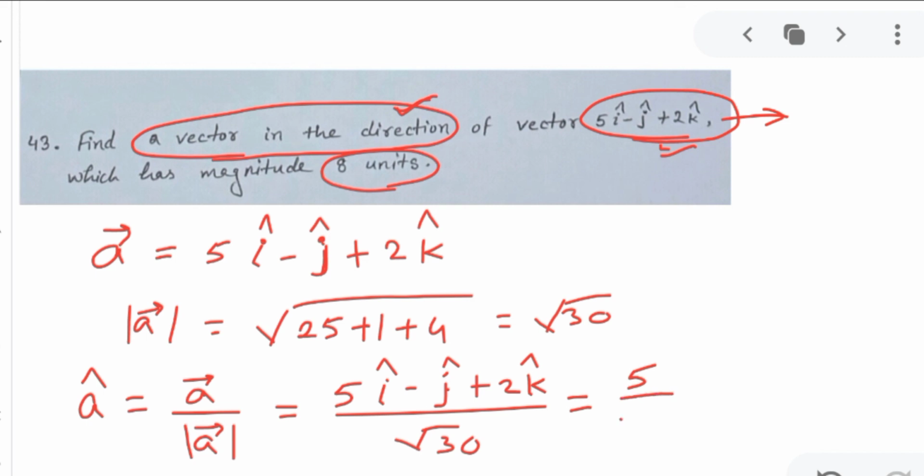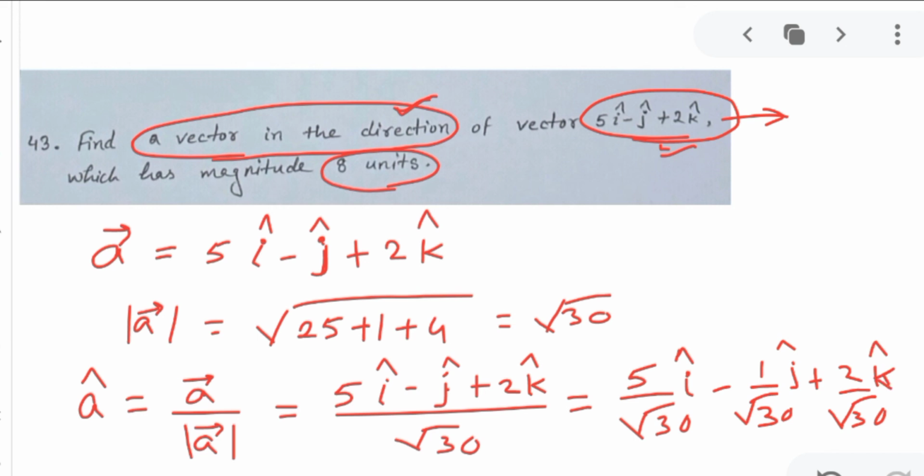So 5 upon root 30 i. You just have to see that when the question says the direction, we will find it like this, and then I will put the magnitude in this as 8. So 5 upon root 30 i minus 1 upon root 30 j and plus 2 upon root 30 k. So obviously this will be unit vector. This is the unit vector.